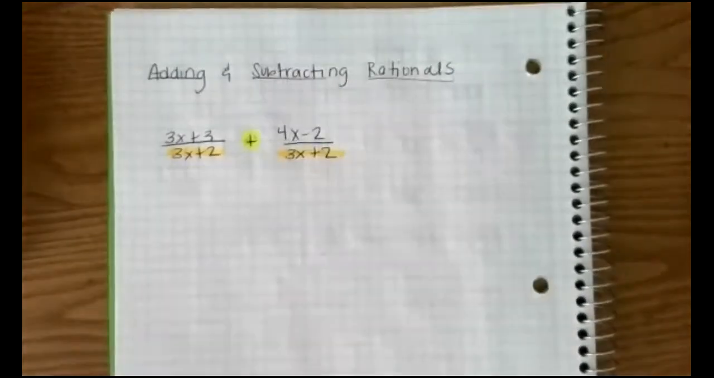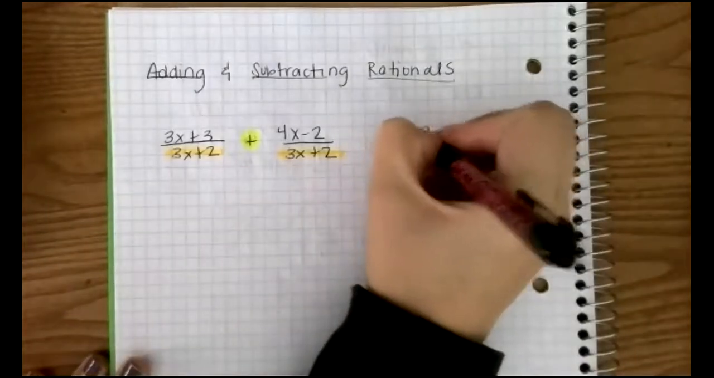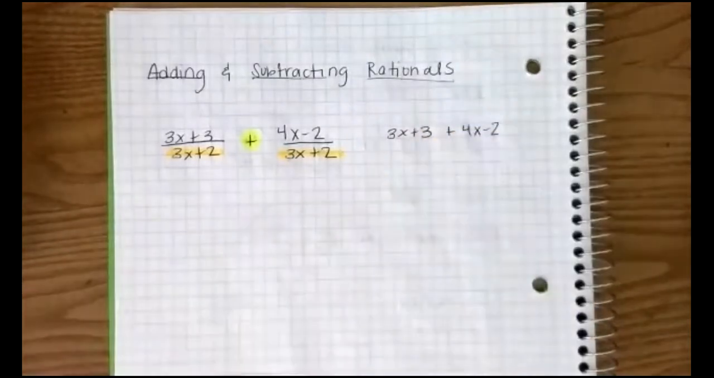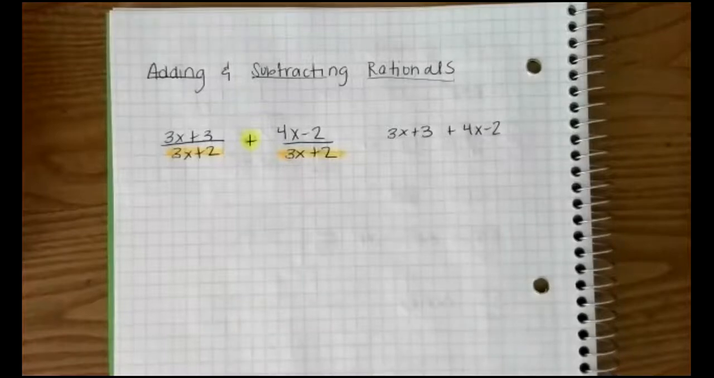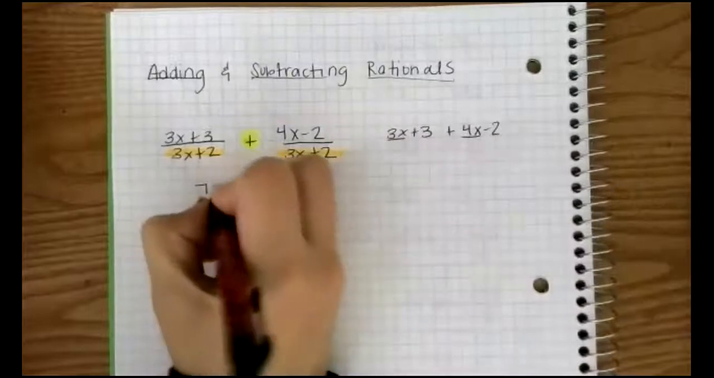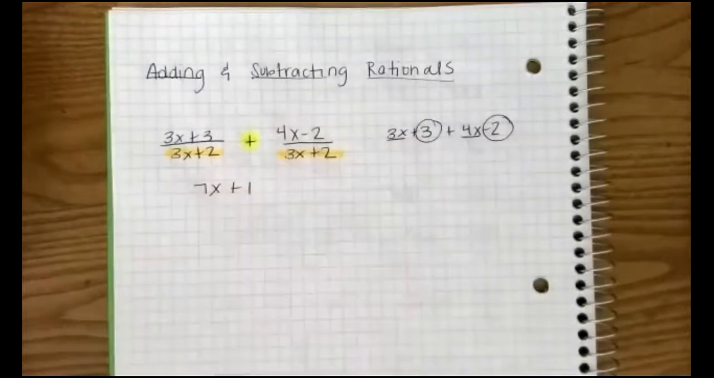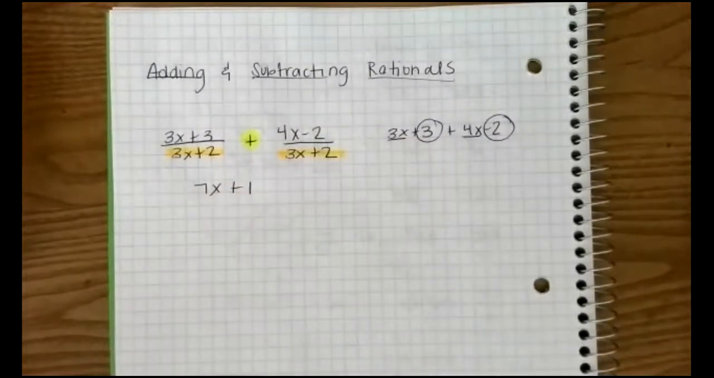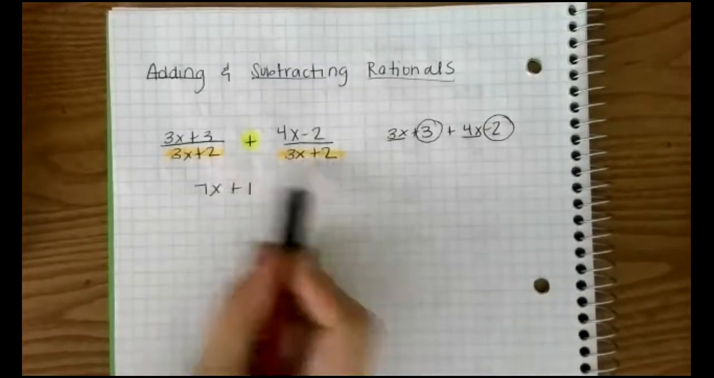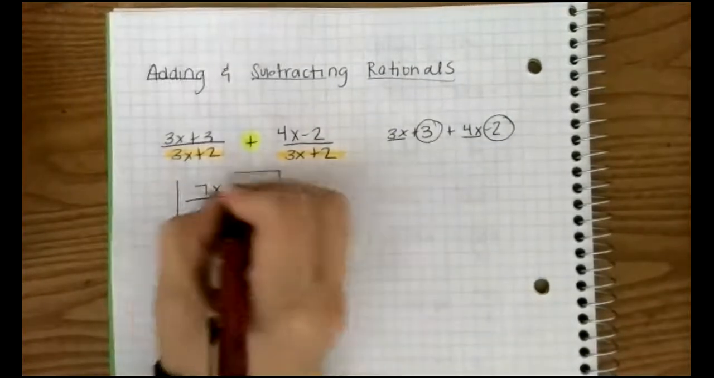This one's plus. So all we're going to be doing is combining the numerators. 3x plus 3 plus 4x minus 2. Okay, so and when we do that, we would get 7x, and then 3 plus a negative 2 is plus 1. All right, so we're just combining our like terms on the top. And then our final answer, again, it has the common denominator on the bottom. So 3x plus 2 stays as our denominator.